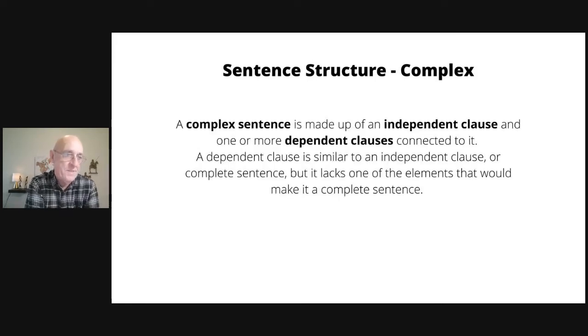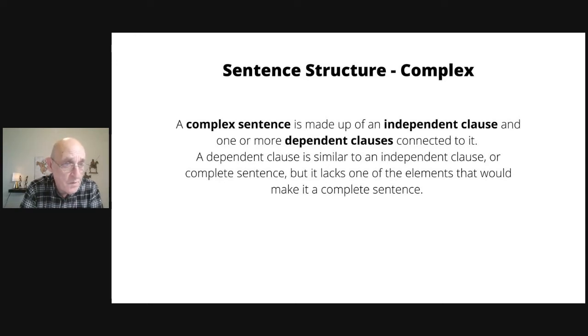Now, the third type of sentence that I want to mention to you is when we take a simple sentence or an independent clause and we add some extra information to it by using a dependent clause. Now, a dependent clause is similar to an independent clause, but it can't stand by itself. It's not a complete sentence. It lacks one of the elements that would make it a complete sentence. So in order to be useful, it has to be joined to a complete sentence.